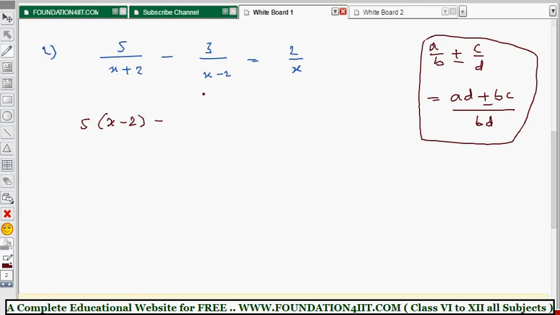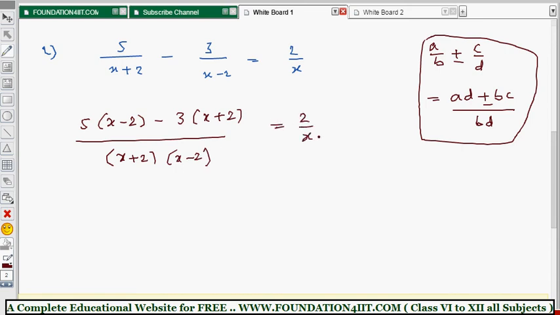Minus means minus will come in between. And 3 into, here is x plus 2. Okay. So, divide by both denominators, x plus 2 into x minus 2. You can multiply, that is equals to 2 by x.